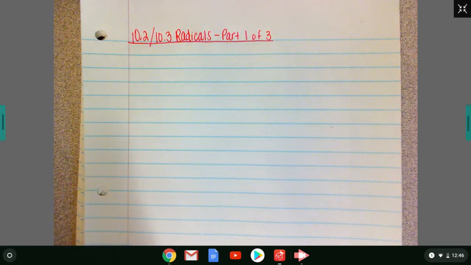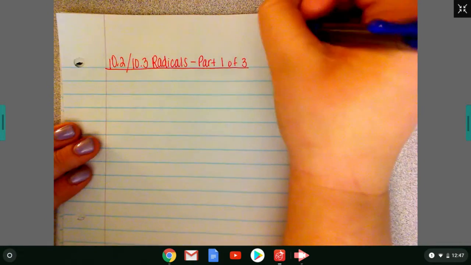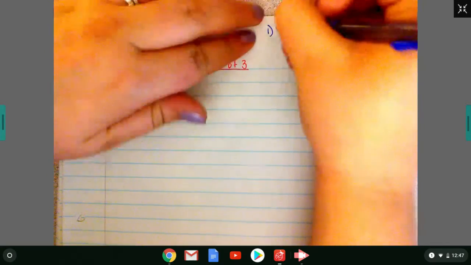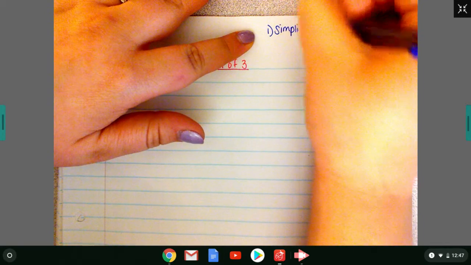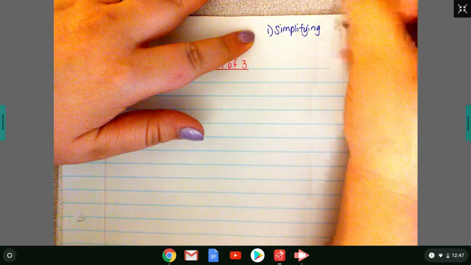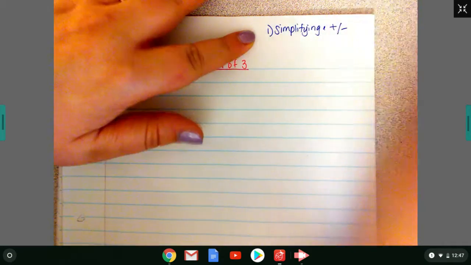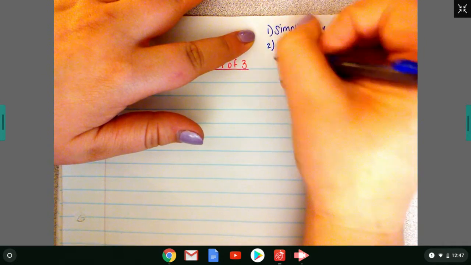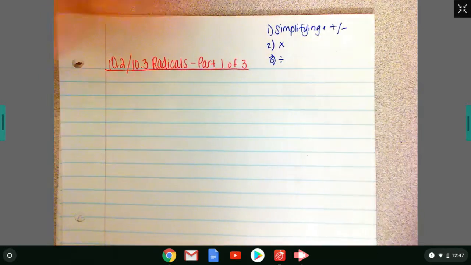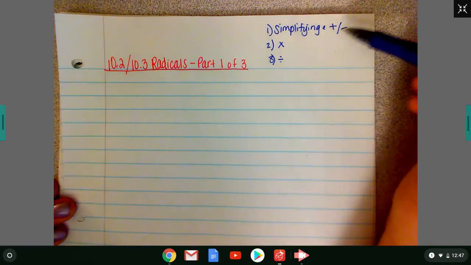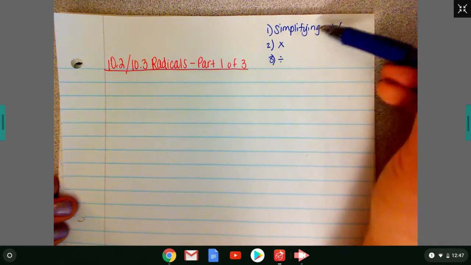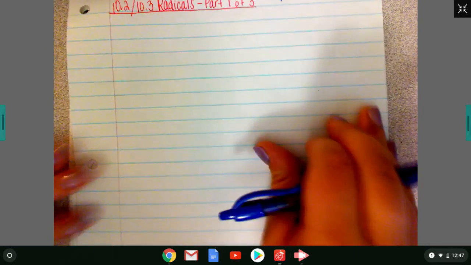Before we do anything else, I want to show you our game plan. The first part will be mainly simplifying and adding and subtracting. Then in the second part, we'll do multiplying, and in the third part, we'll do dividing them. This will be the biggest of the three sections, mainly just because the simplifying will take a minute. So let's start with simplifying then.